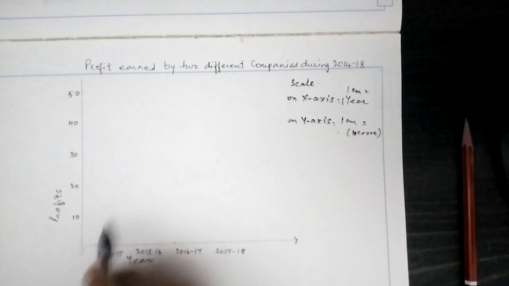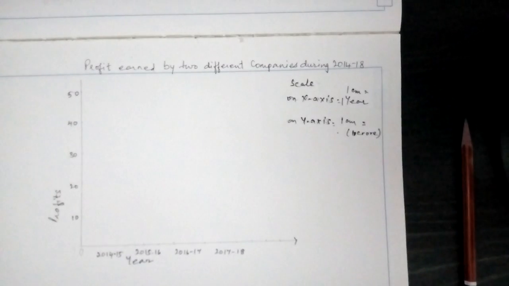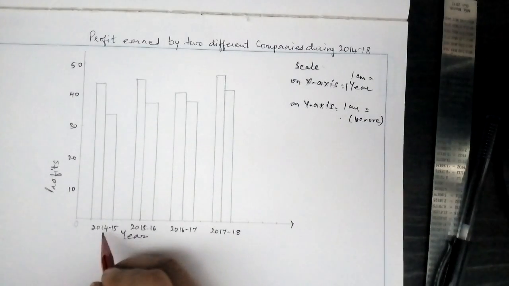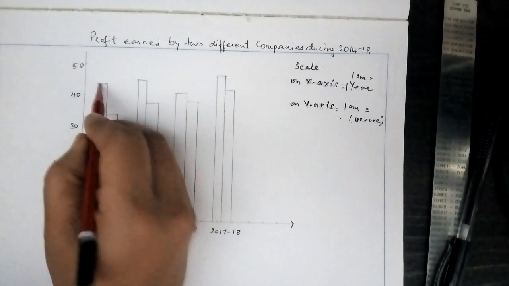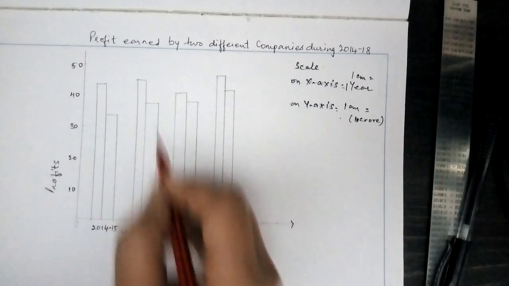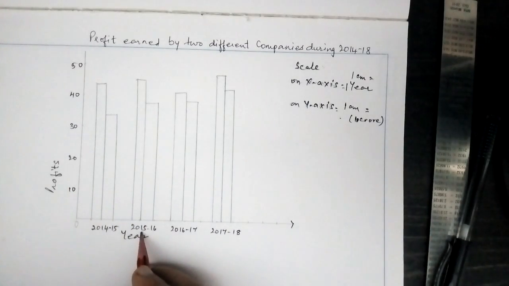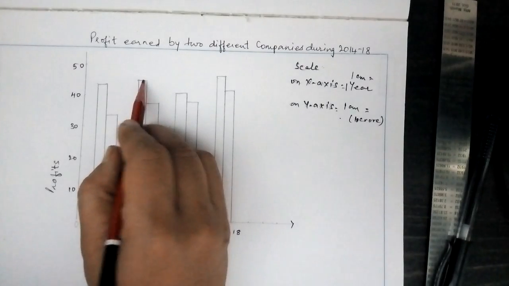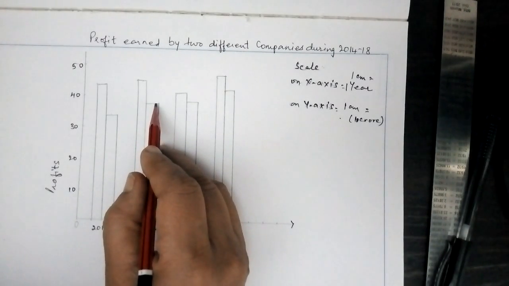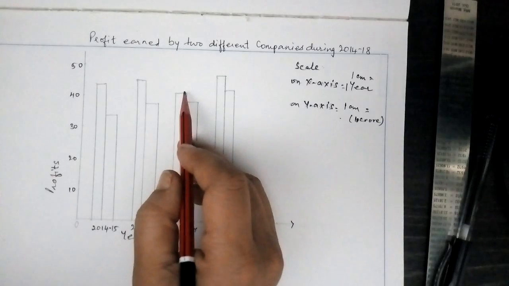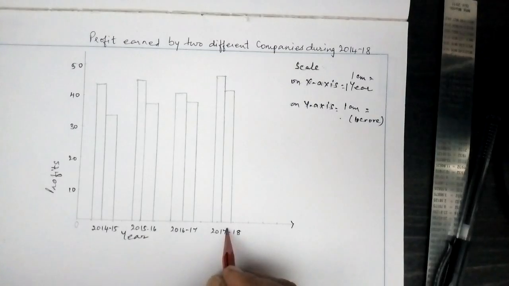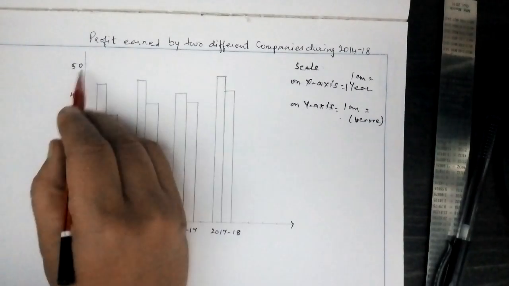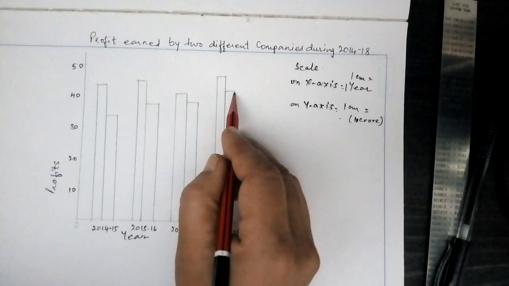So let's now plot the graphs. In 2014-15 company X had a profit of 46 crores and company Y had 35 crores. Similarly, company X in the year 2015-16 had a profit of 48 crores and that of Y was 38 crores. Similarly, in 2016-17 it was 44 and 40 respectively, and in 2017-18 they were 49 and 45 respectively.